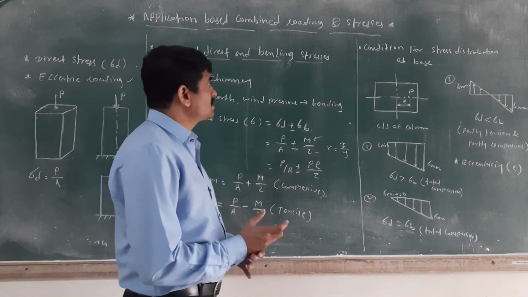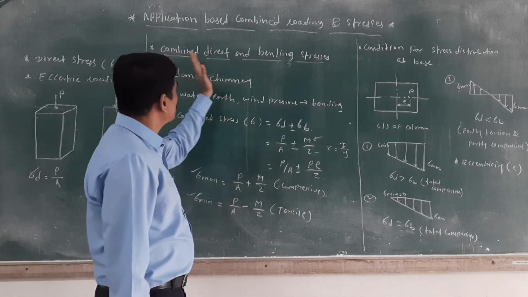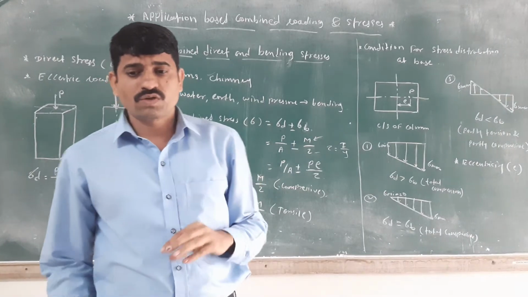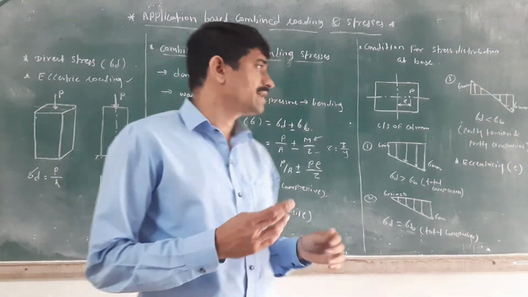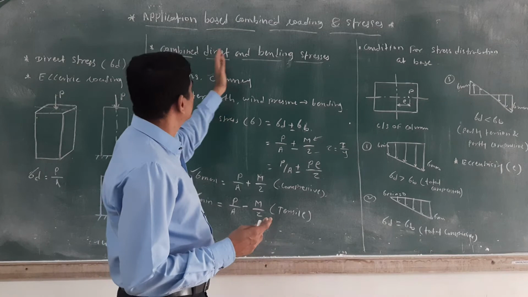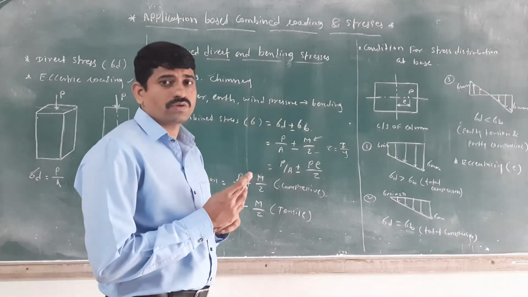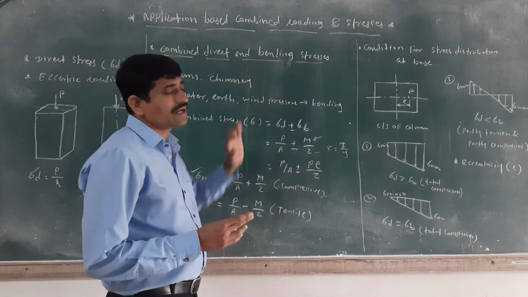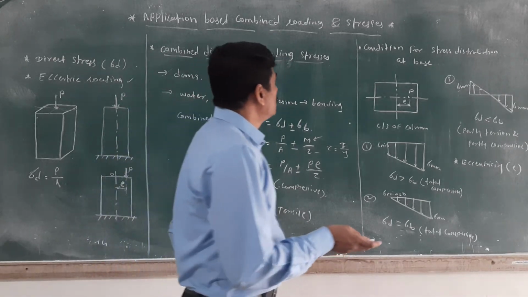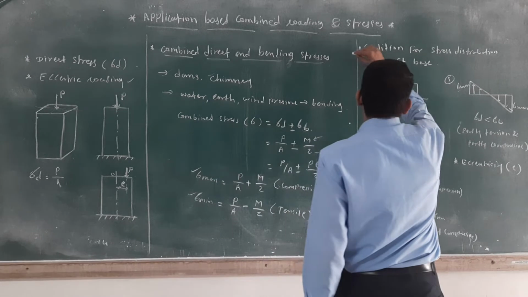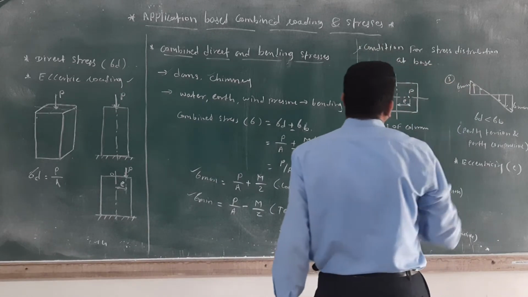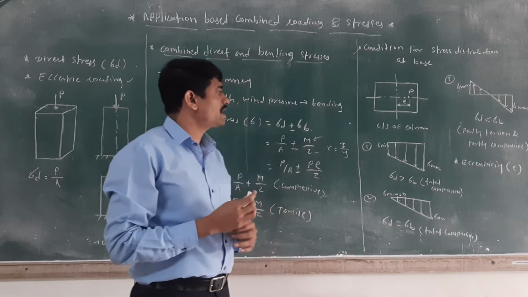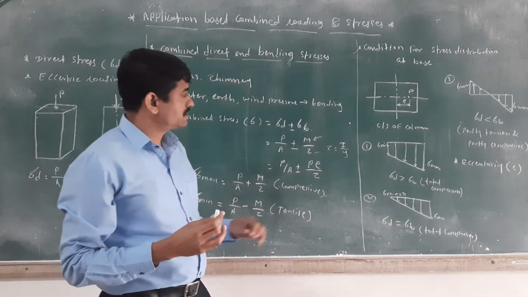Then next, are all of you getting this combined direct and bending stresses? There is an eccentricity, and the load induces direct and bending stresses. You will get the resultant stress as the combined direct and bending stresses. Very simple. Then third is the condition for the stress distribution at the base.